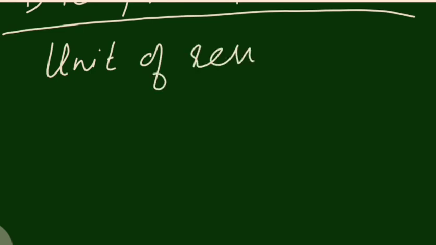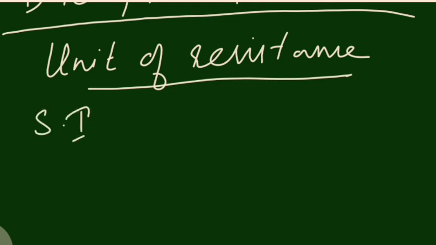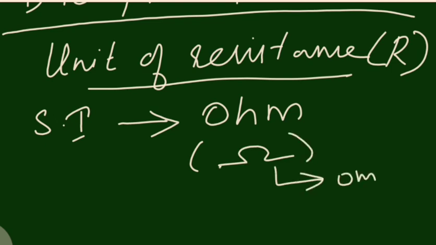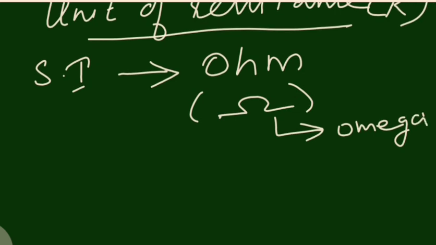Unit of resistance, we mainly do only the SI unit of resistance. SI unit of resistance is represented using letter capital R, and the SI unit of resistance is ohm, OHM, and it is denoted using a symbol Ω like this. And this is a Greek letter which is omega, but we don't say it as omega, we say it as ohm only. Omega is the Greek letter, and we call it as ohm.